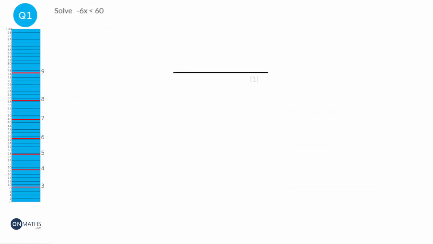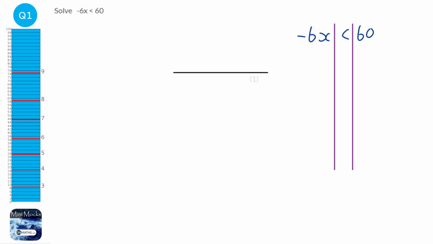Okay, so we're going to start by writing this out a little bit bigger, give us a bit more space. So it's minus 6x is less than 60. And we're going to do our tram lines down. And we're going to start by dividing both sides by minus 6, because that's what this is doing. It's timesing the x by minus 6. So I'm going to divide both sides by minus 6. So that gets rid of the minus 6 on the left-hand side. And it's going to be 60 divided by minus 6, which will be minus 10.